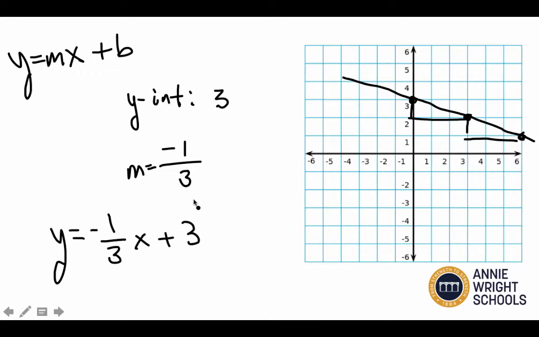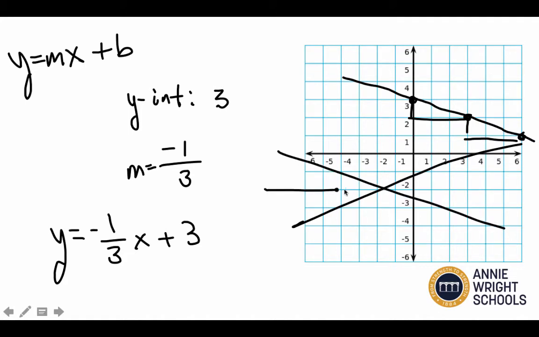It's a positive 3 or plus 3 because this is a positive 3. It's a negative 1/3 because the slope is going down as you move left to right. That's always one way to check. This is a positive slope. This is a negative slope. This is a 0 slope if it's horizontal. That was pretty good. This is an undefined slope if it's vertical.